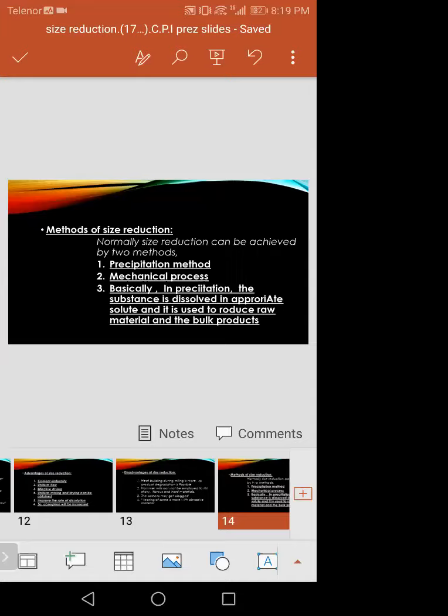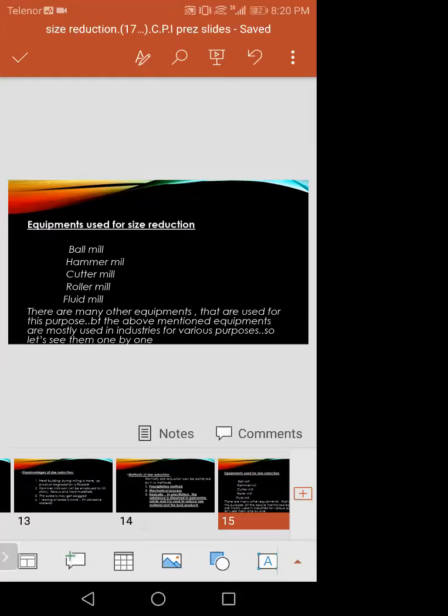Normally, size reduction can be achieved by two methods. The first one is precipitation, and the second one is the mechanical process. Mechanical process I have earlier explained above in the diagram. In the precipitation method, the substance is dissolved in an appropriate solute, and it is used to reduce the raw material and the bulk products.